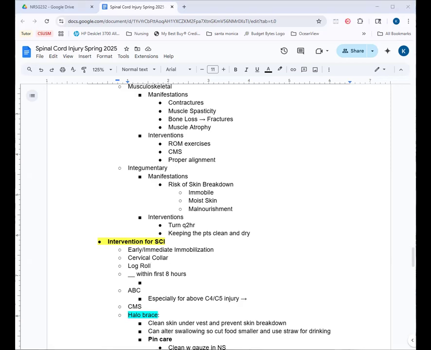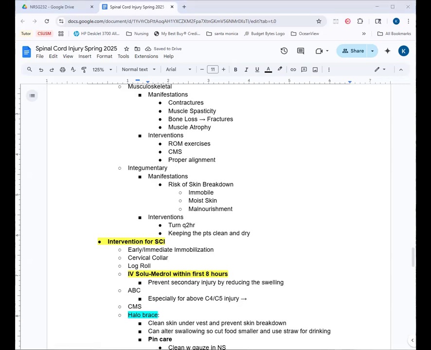What is so important about doing something within the first 8 hours? What are we giving and why is it important? Solumedrol. Why? Prevent secondary injury. How does it prevent a secondary injury? Oh, Kayla already answered it. I just realized. My bad. Prevent secondary injury by reducing the amount of swelling.